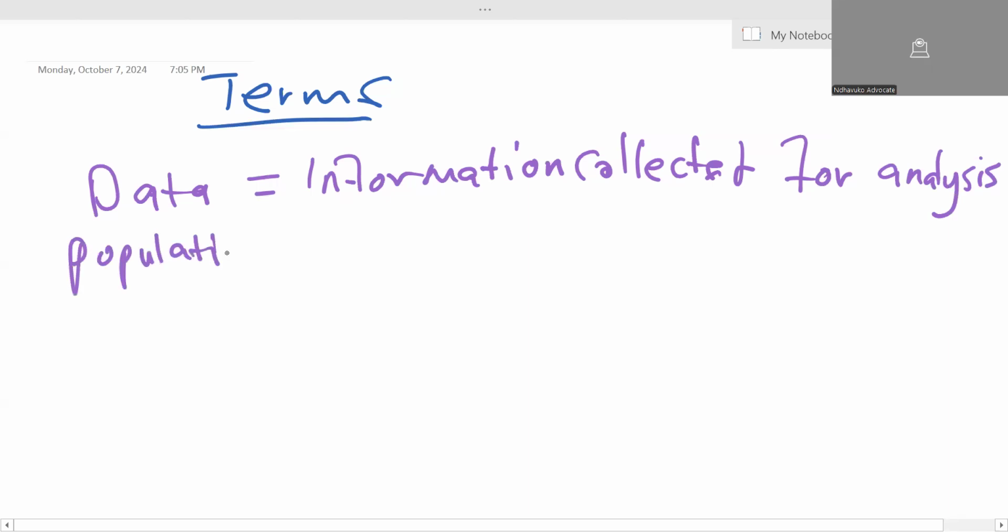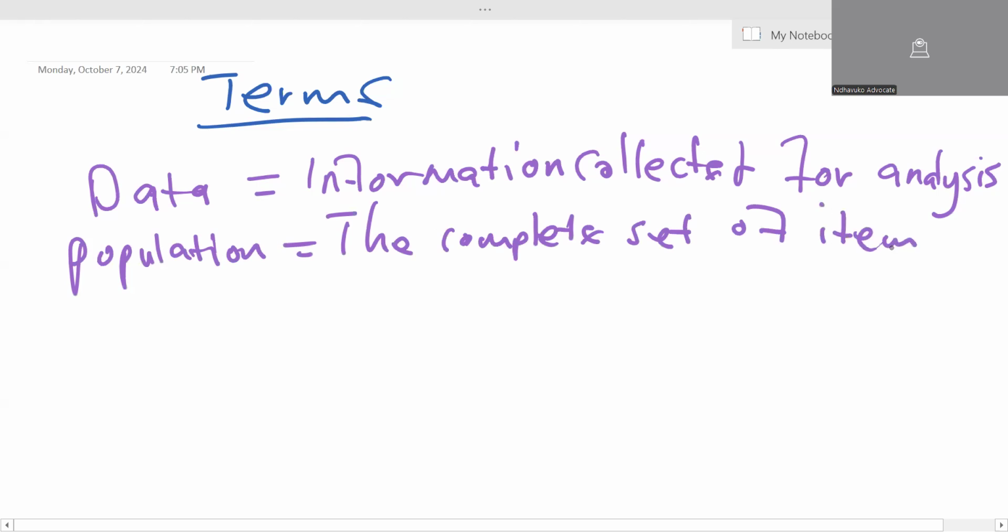Population. You must know these terms. They are very much important. Population is the complete set of items being studied. I believe you can hear my voice.